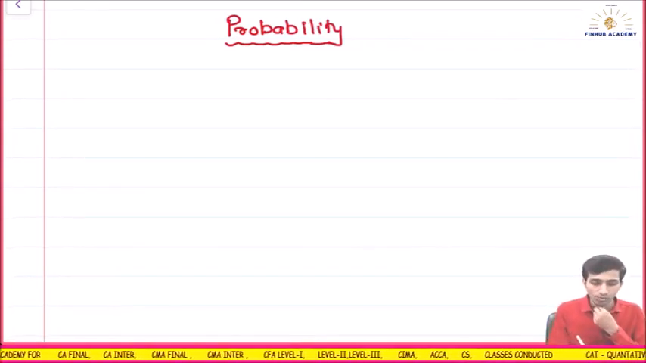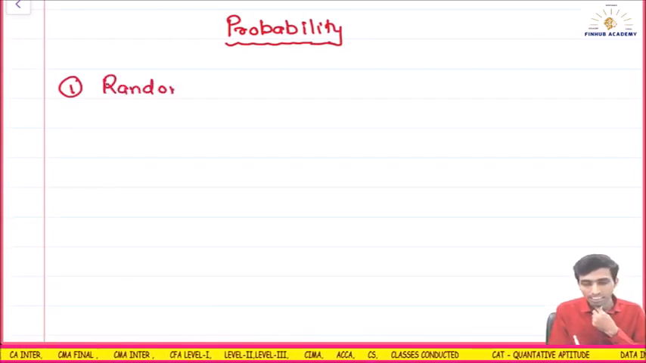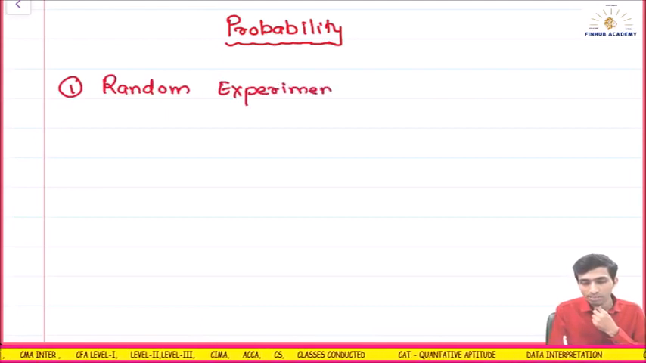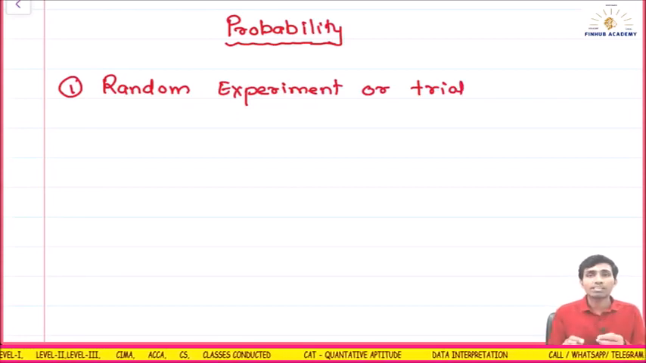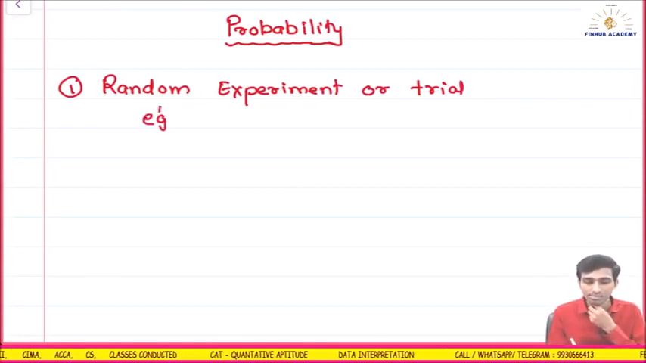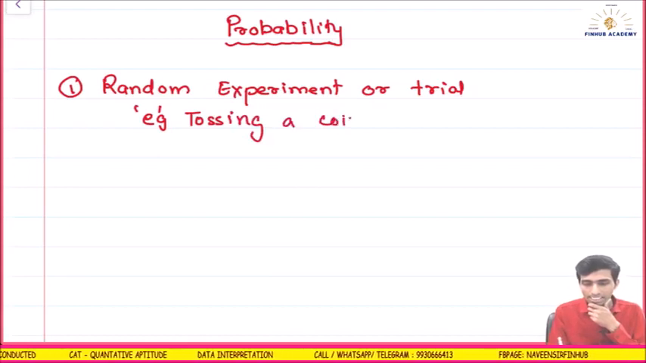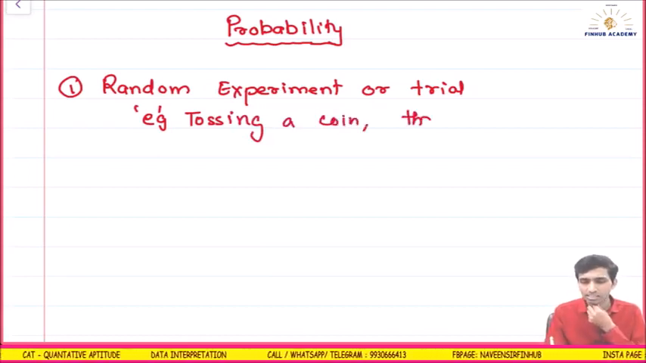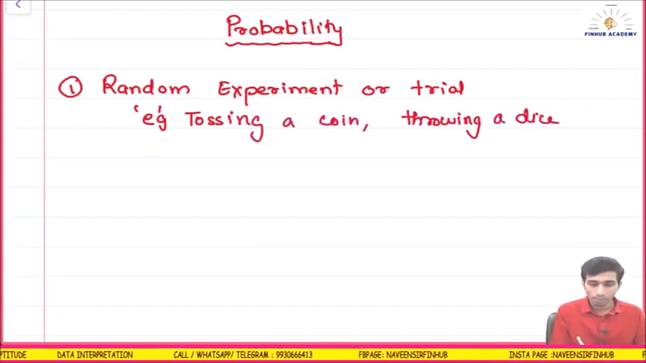Okay. So first is random experiment. I'm not writing the definitions and all, but you should understand what is a random experiment, or we call it a trial. So what is a random experiment? Example, I toss a coin. That is an experiment. Or I can say throwing a dice. So this is a random experiment, correct?